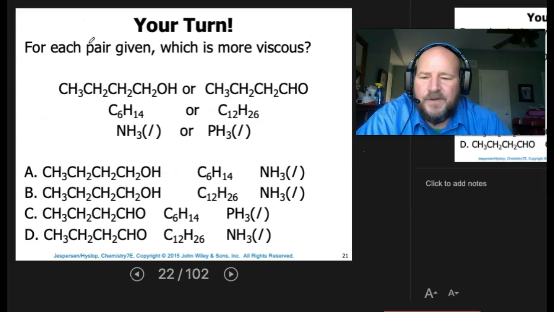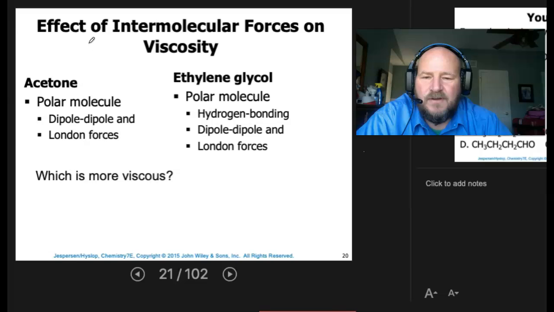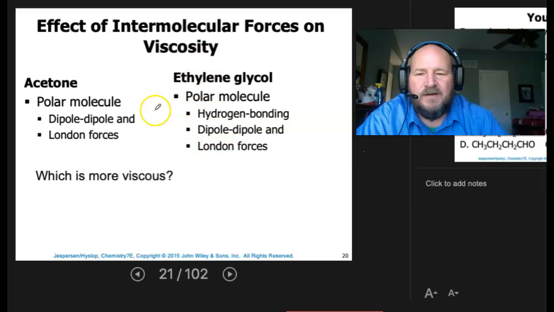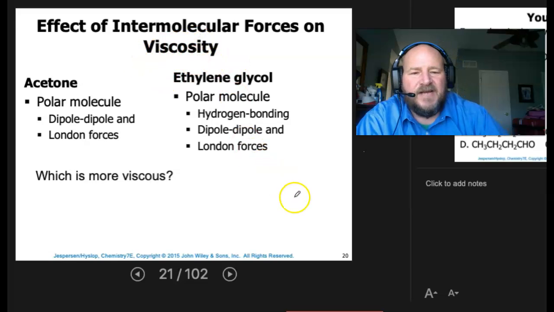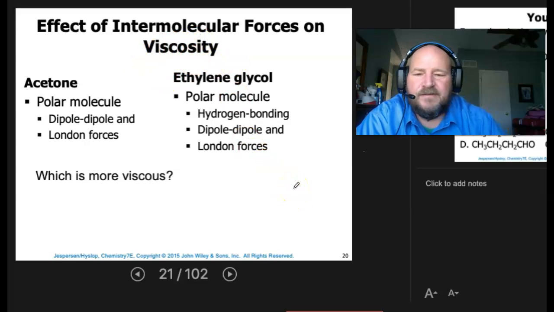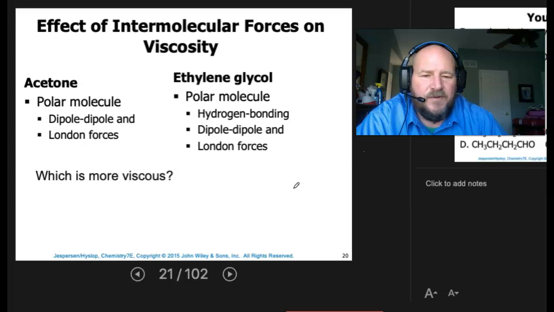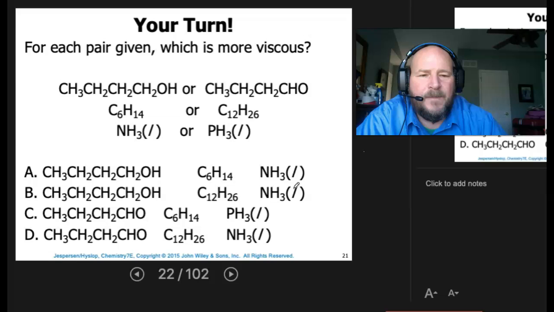Now, I'll give you some formulas. Didn't give us the answer there. So which one would we expect to be more viscous? Well, obviously the more interactions we have that are stronger, the more solid-like we'll become. The more solid-like we become, the higher we expect the viscosity to be, so the more viscous. Okay, so acetone flows like water, ethylene glycol would flow like syrup.